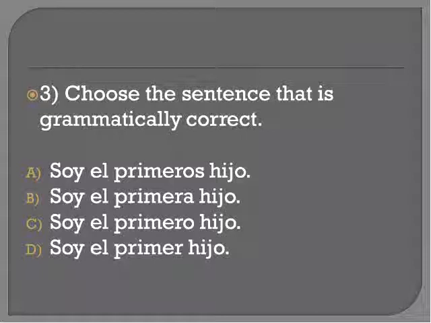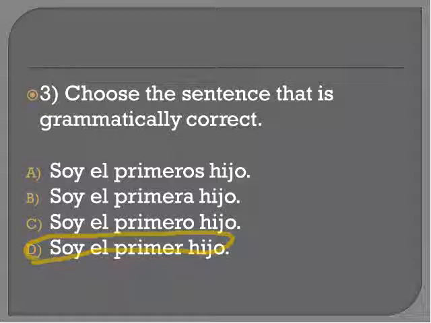Okay, number 3, choose the sentence that is grammatically correct. Soy el primero hijo, soy el primera hijo, soy el primero hijo, soy el primer hijo. Which one's correct? Yeah, that's correct. Good. So, do we know it's correct because it's a masculine singular, so you drop the O? How do we know A and B aren't correct?